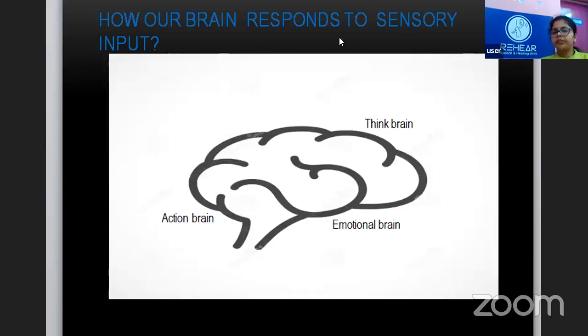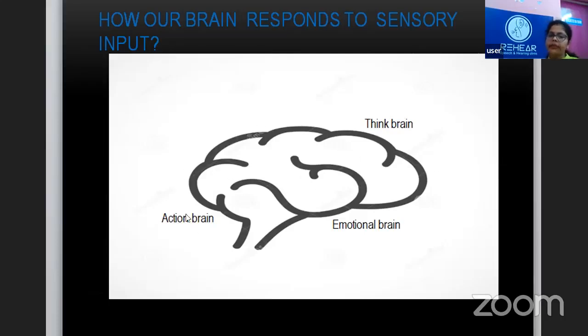So how does our brain respond to sensory input? Our brain responds to sensory input in three ways. First, I would like to inform you that this is not a neurological classification of the brain. This is a sensory-based classification of the brain, which I am showing: the action brain, emotional brain, and thinking brain. There is a spelling mistake there. The action brain, emotional brain, and thinking brain can be explained as fight, flight, or freeze mode, or as the upstairs and downstairs brain. This is the downstairs brain and this is the upstairs brain.